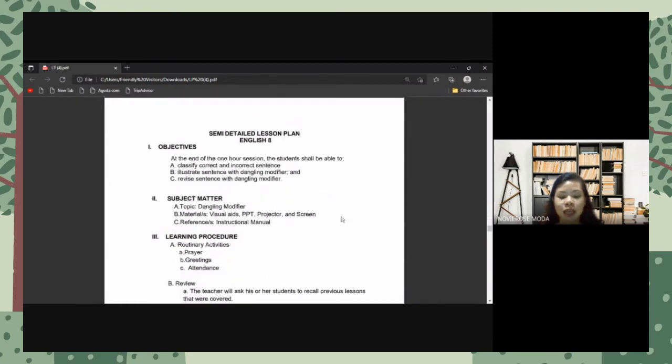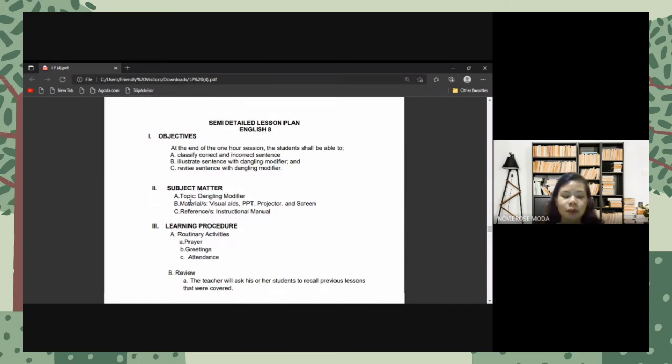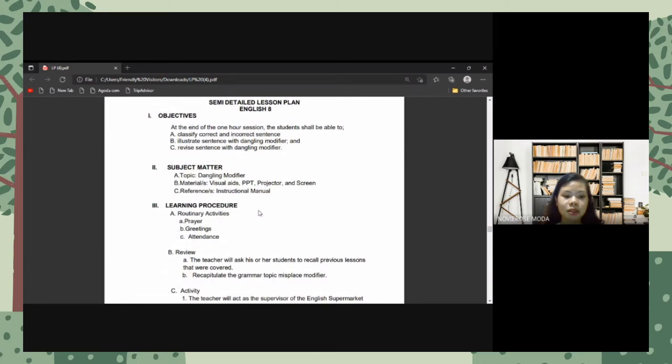And for the fourth day, this is the lesson plan. We have the objectives. At the end of the 1 hour session, the students shall be able to classify the correct and incorrect sentences, illustrate the sentence with a dangling modifier, and revise the sentence with a dangling modifier. We have the subject matter, which is the topic, materials, and references. Our topic is Dangling Modifier, and the materials are visual aids, PPT, projector, and the screen. For our references, the instructional manual.